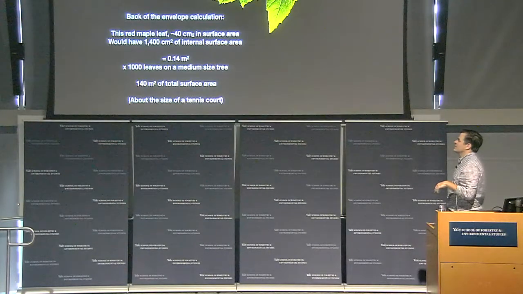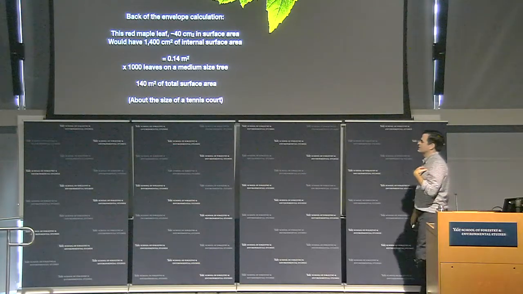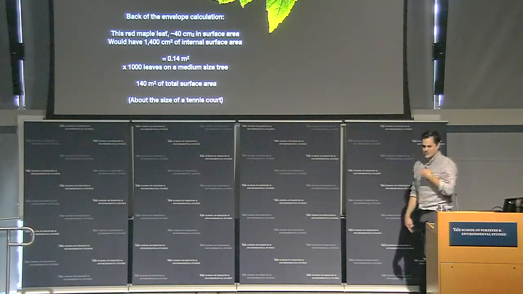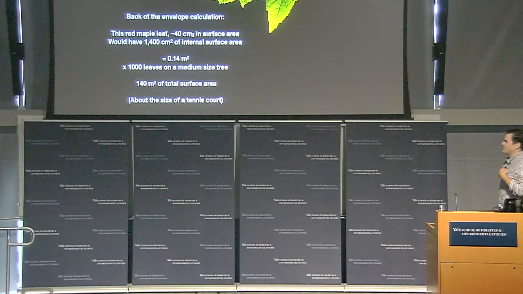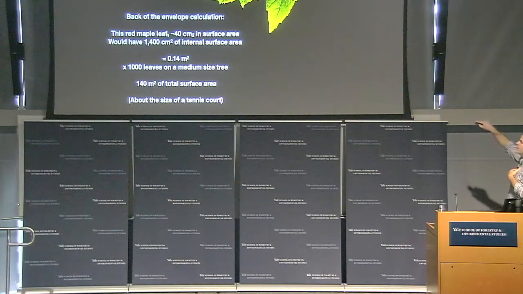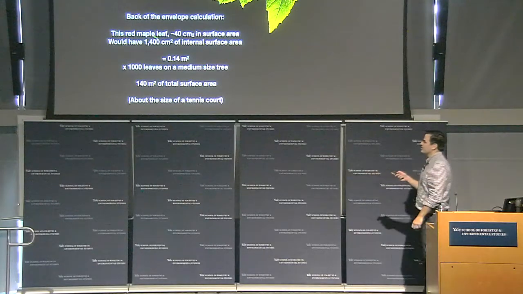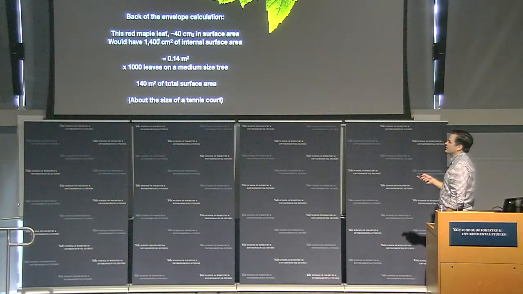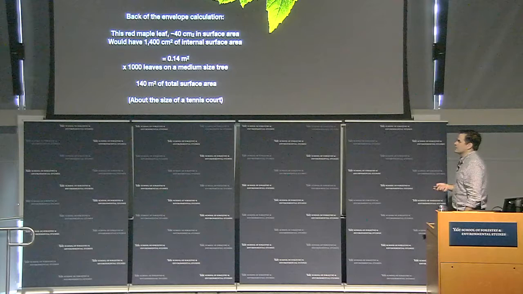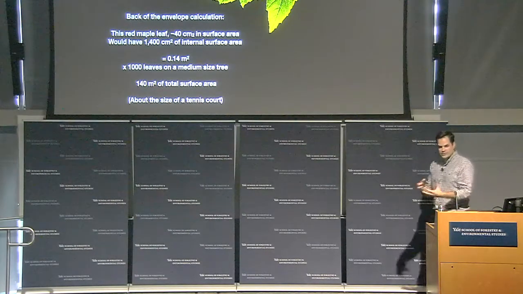All right, so thinking back to the lungs, and that's a very, very personal thing, something that is for all of us. I did a back of the envelope calculation this morning, and I think I'm right. This red maple leaf that we started off at the beginning of the lecture is about 40 square centimeters in surface area. Based on our new calculations, it would probably have about 1,400 square centimeters of internal surface area. So that one leaf might have 0.14 square meters of surface area on the inside.